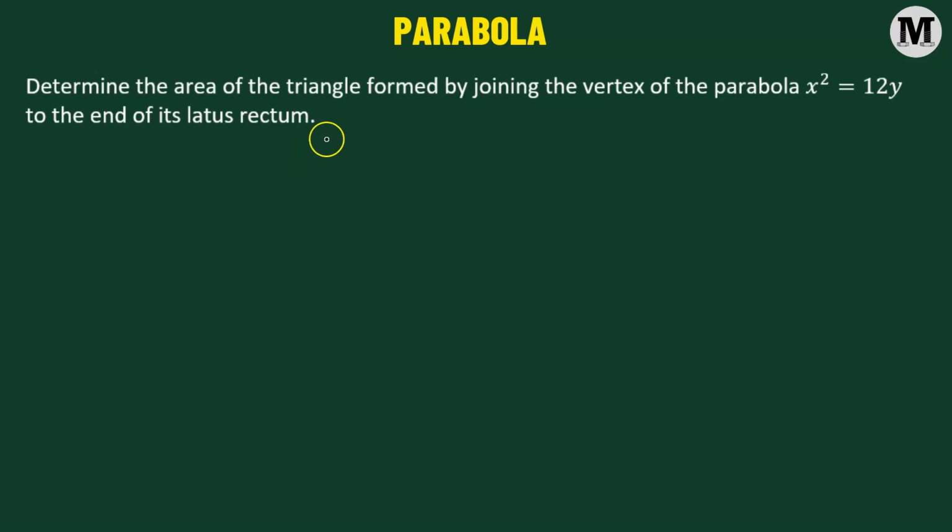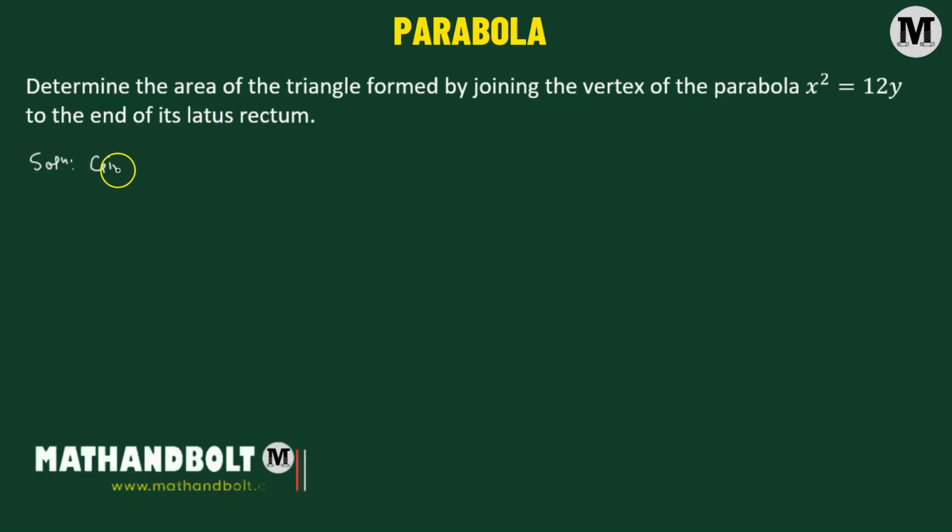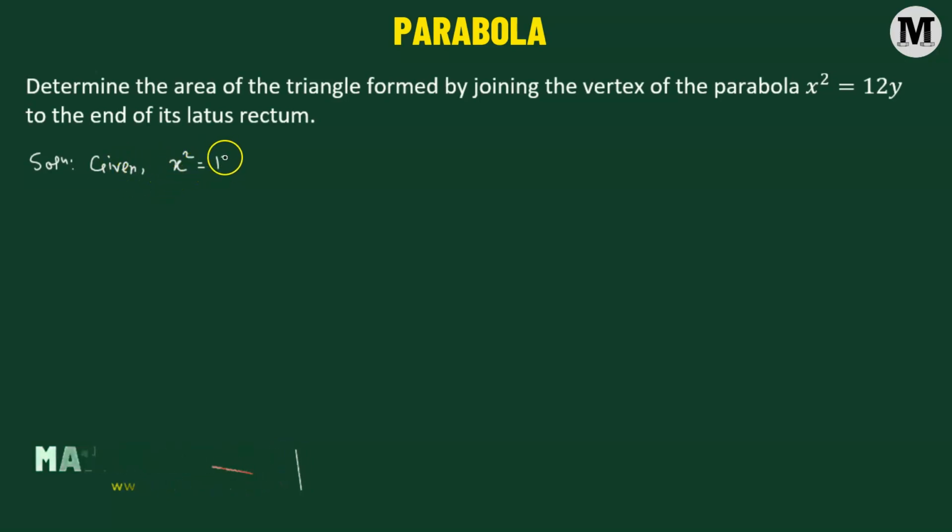So in this problem, we need to determine the area of the triangle that is formed by joining the vertex of the parabola x squared equals 12y to the end of its latus rectum. Let's begin. We'll start with the given equation of the parabola. So here we have x squared equals 12y.